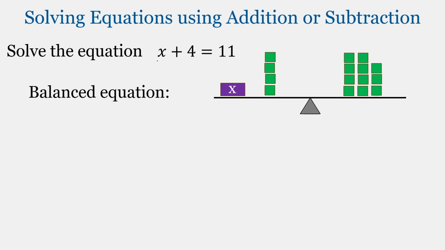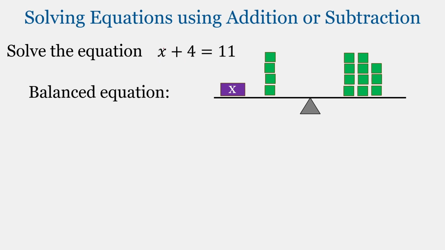When we have an equation, we have one expression, in this case x plus 4, and we have set it equal to another expression, in this case the number 11. We have a balanced equation. X plus 4 is equal to, or has the same value as, 11. As we solve equations, we must keep the equation balanced.